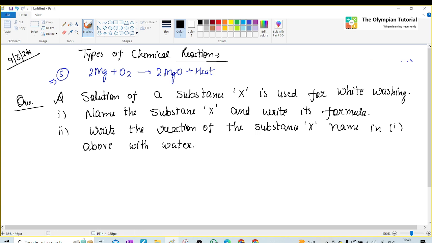Ma'am, the first one, the substance X is calcium oxide. Okay, and its formula is... no, I am asking only the formula of calcium oxide. CaO. Beta, only CaO. CaO, its formula you have to write, and after that you will write its reaction with water. Write down the complete answer in proper way and then show me. Okay.